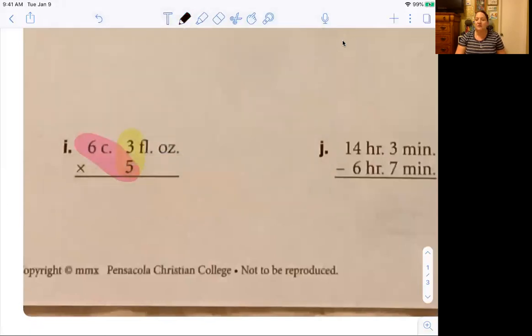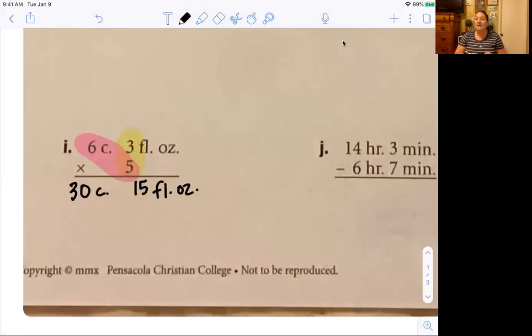What is 3 times 5? 15. 15 fluid ounces. And 6 times 5? 30. So 30 cups, 15 fluid ounces. Now, this might be the tricky part, but how many fluid ounces are in 1 cup? If you said 8, excellent job. If you didn't, there's 8 fluid ounces in a cup. So how many groups of 8 can I get out of 15? Just 1, right?